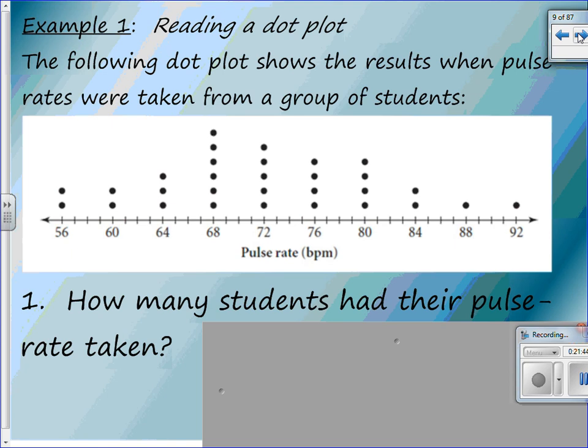Once you are done, I'm going to have you compare to the person next to you, if you guys agree.